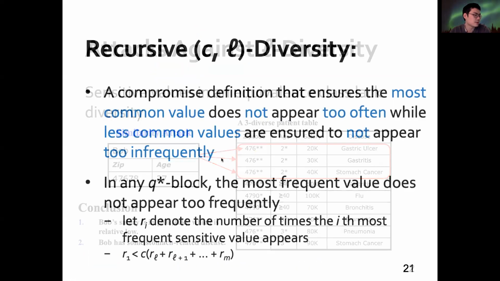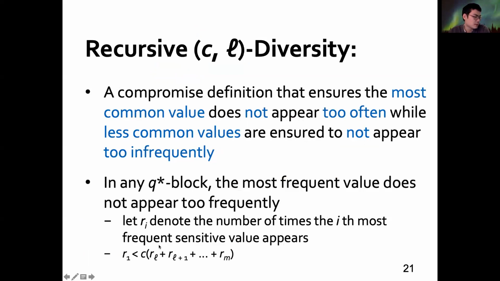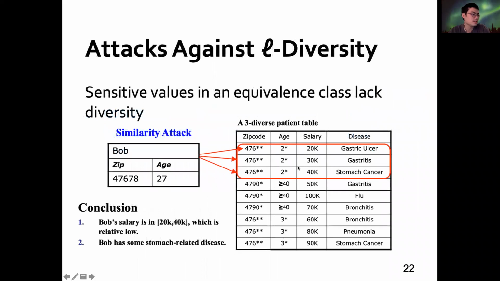Because you think about, you can see these IDs, so you can continue to define this in a recursive manner. For example, within each rare disease, we can also apply this. If you remove R1, R2 also satisfies this, R3 also satisfies this. All right, so that's the meaning of recursive CL diversity.